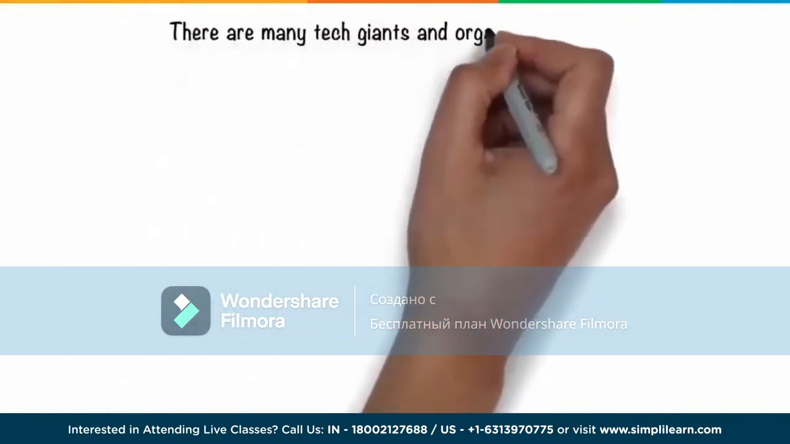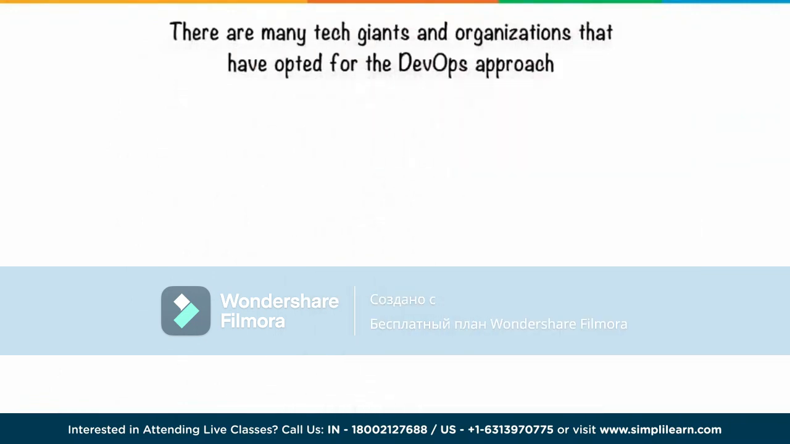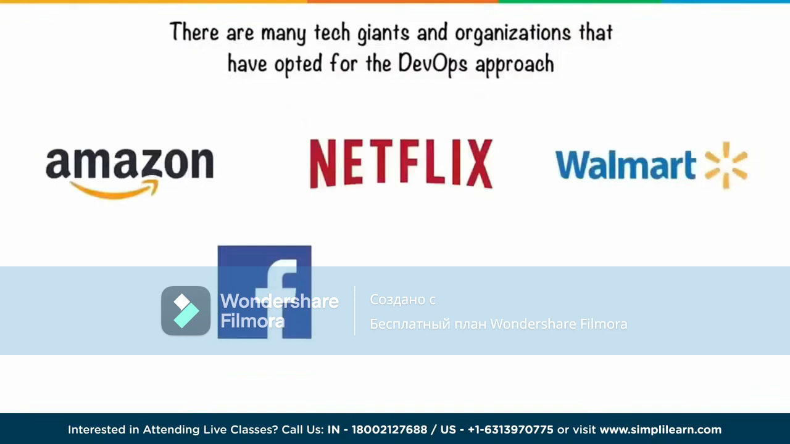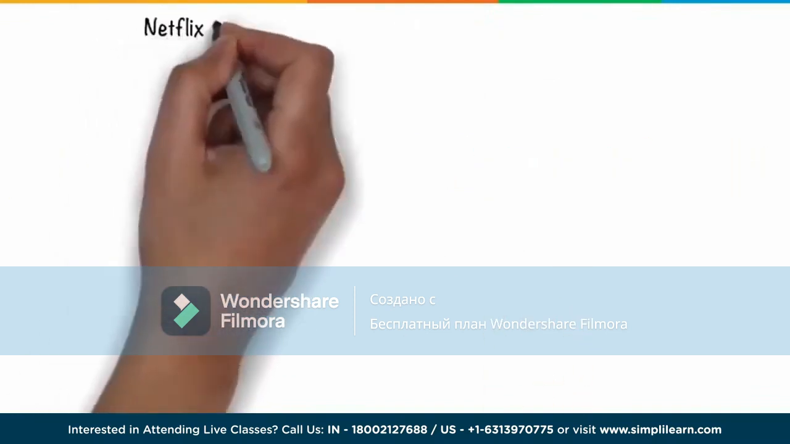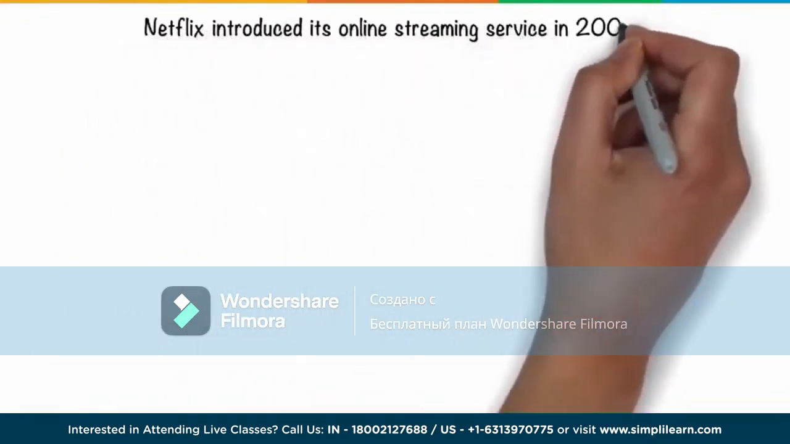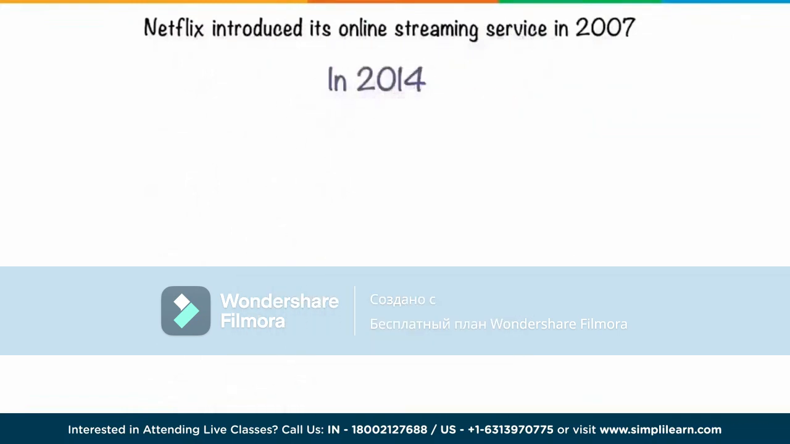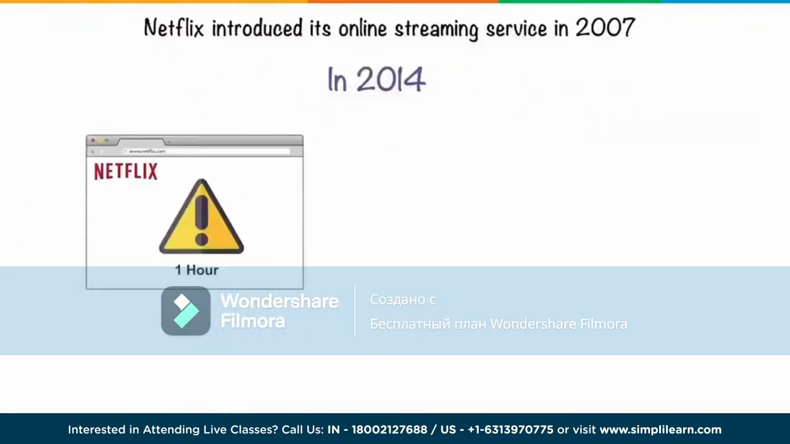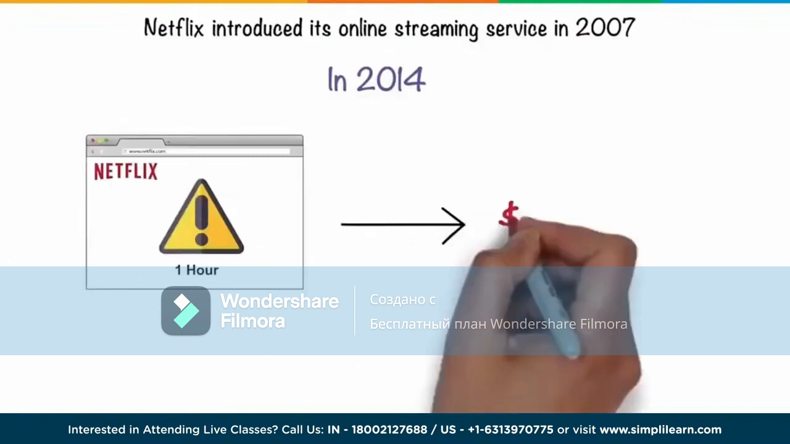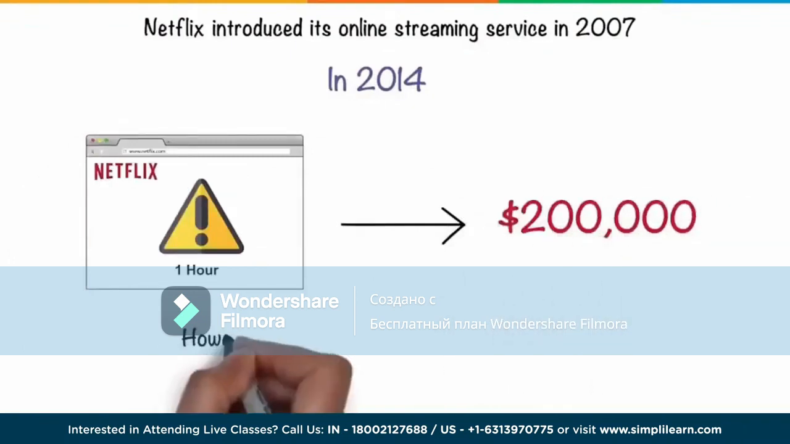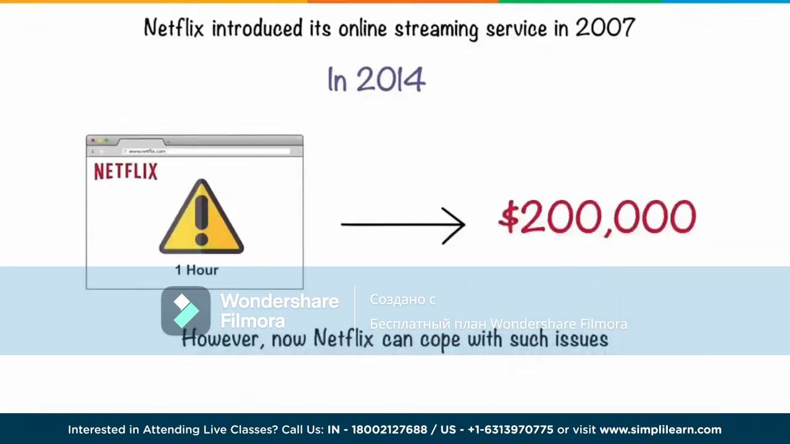There are many tech giants and organizations that have opted for the DevOps approach. For example, Amazon, Netflix, Walmart, Facebook, and Adobe. Netflix introduced its online streaming service in 2007. In 2014, it was estimated that a downtime for about an hour would cost Netflix $200,000. However, now Netflix can cope with such issues.